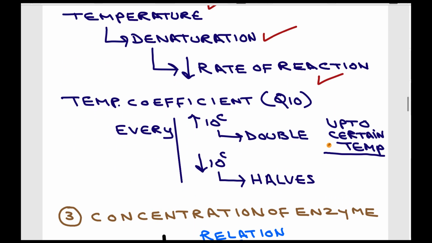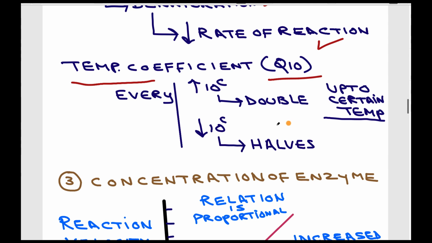So there is one aspect, the temperature coefficient, that is Q10. Every 10 degrees rise in temperature, the rate of reaction will double, up to a certain temperature. Every 10 degrees decrease in temperature, the rate of reaction will become 50%.